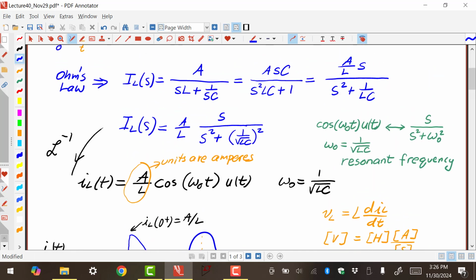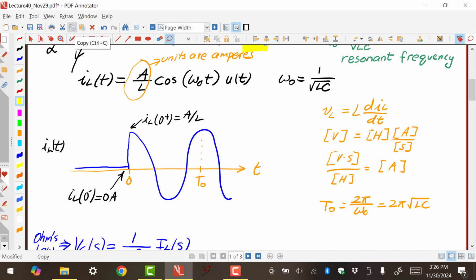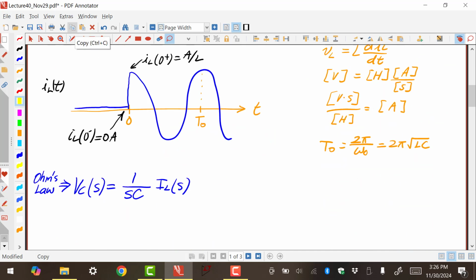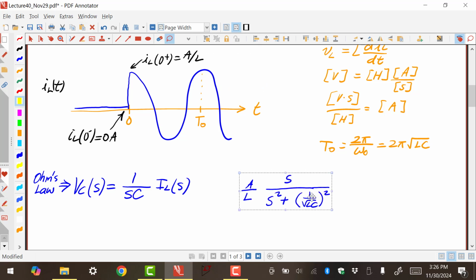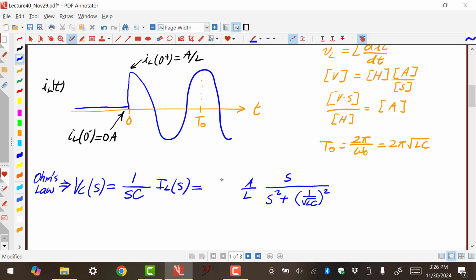And I_L of s, we know already. We can use any of the expressions that we developed. Maybe we'll use this one right here. So let's just copy it. I won't even have to write it down. So copy, and we'll just move it down here. We'll paste it. Here it is. All I have to do is multiply this by 1 over sC. So this equals 1 over sC times the expression that I just pulled in. That's I_L(s).